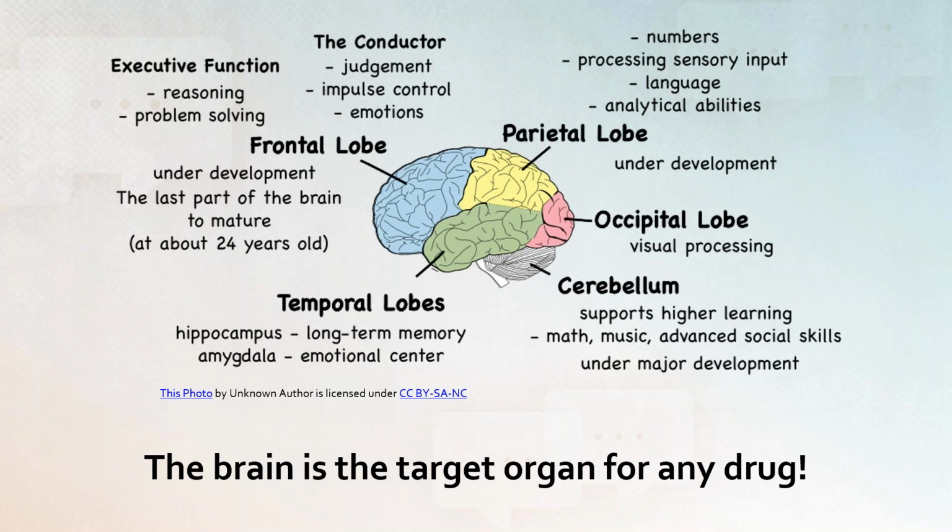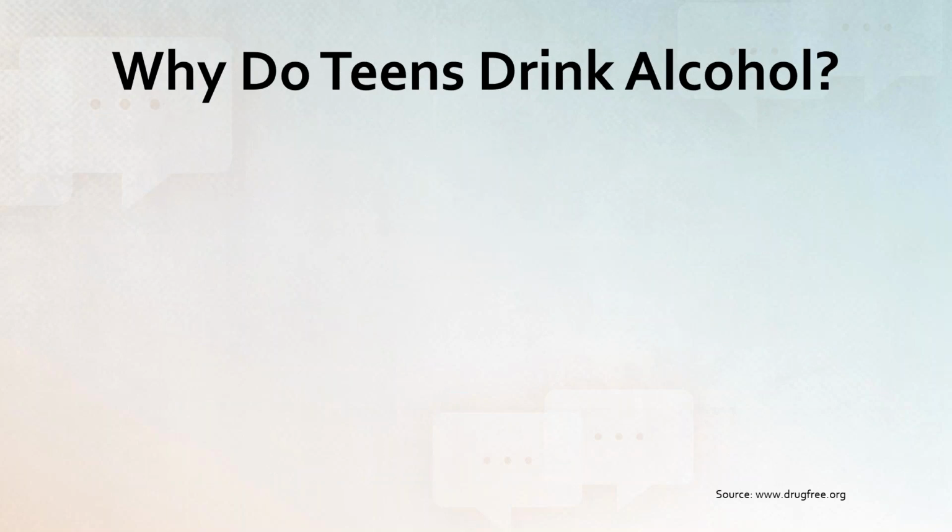So as you're talking about this with youth, keep that in mind. The target organ for any drug is the brain. It's always the brain. So why do teens drink alcohol? You might think back to when you were at this age. Why would you have drunk? But there's a myriad of reasons.